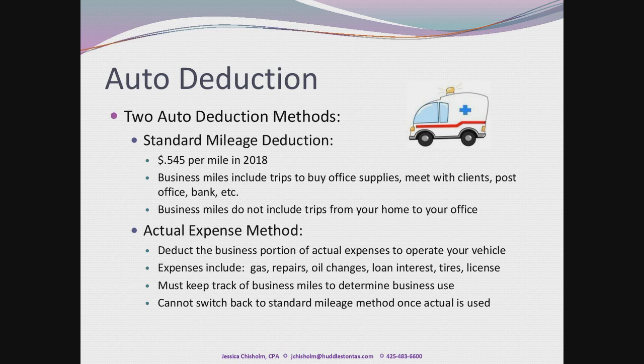The actual expense method is when you deduct the business portion of the actual expenses used to operate your vehicle. So you would track all expenses as well as the mileage. You still need to track the business and total mileage, but you also would track gas, repairs, oil change, loan interest, tires, license, anything it costs to maintain your vehicle. And then you would apply the business percentage to the total expenses, and that's what you would deduct.